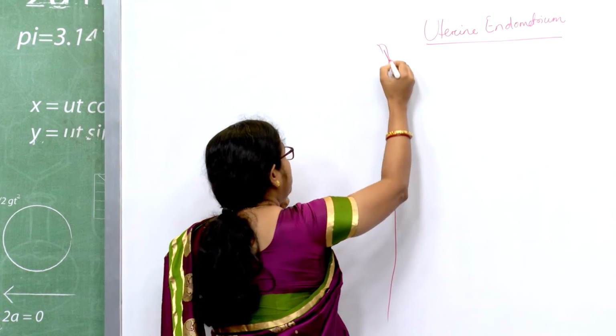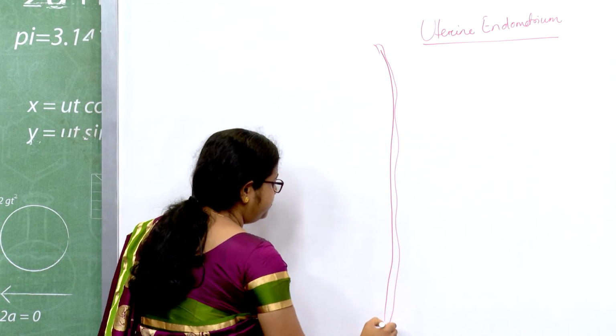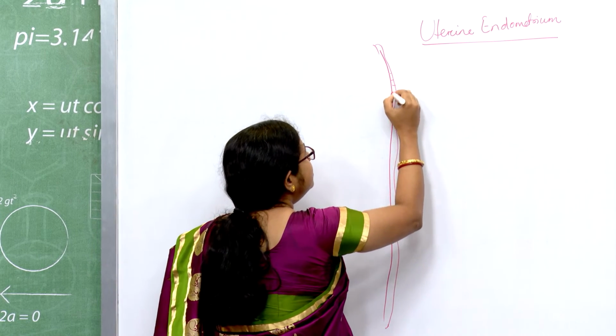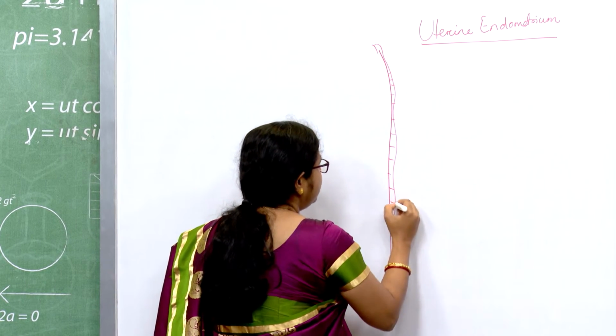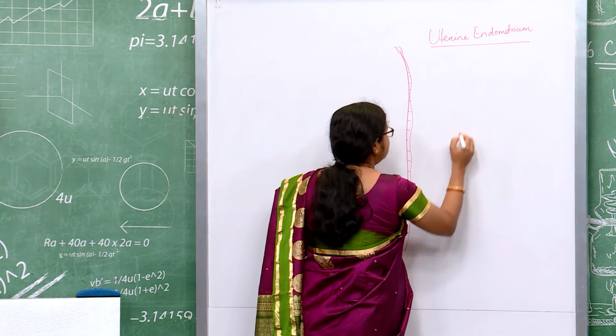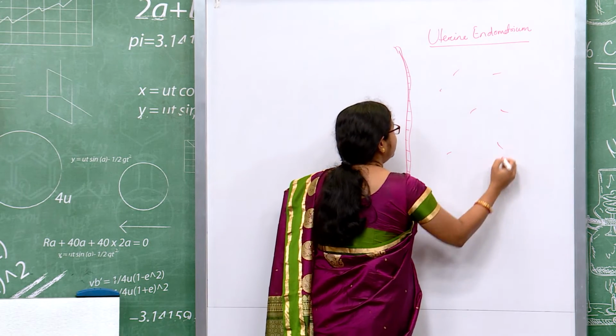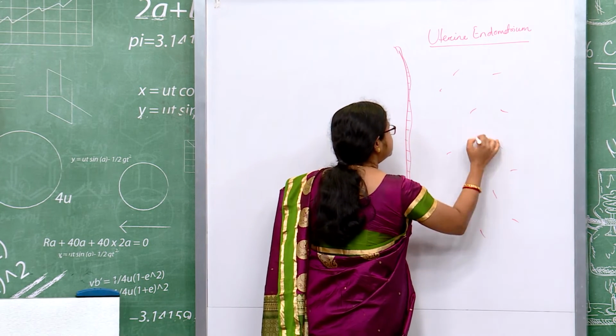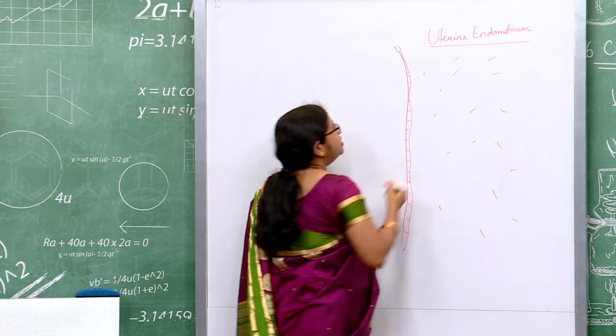These are the epithelial cell layers, and it is filled with maternal blood capillaries. There are blood capillaries, and this is the maternal blood capillary.